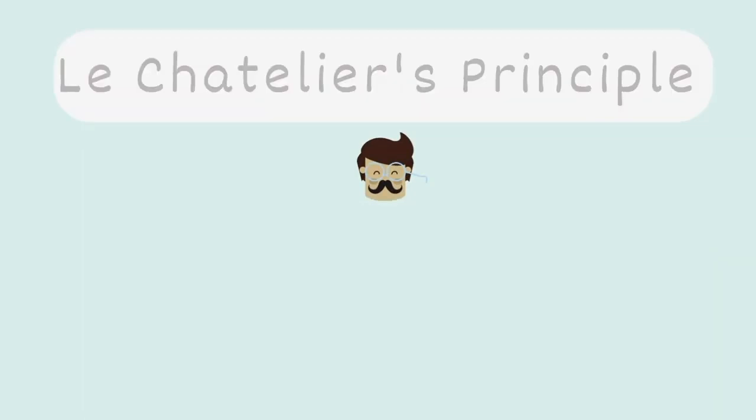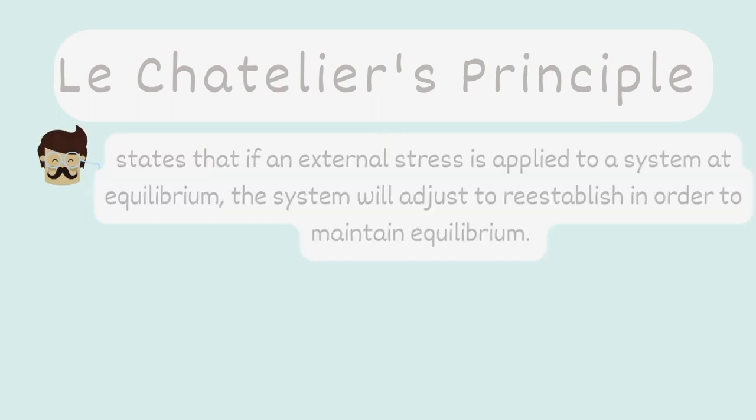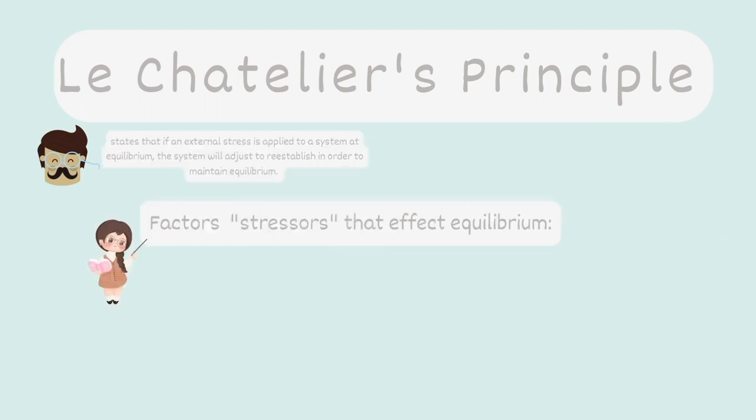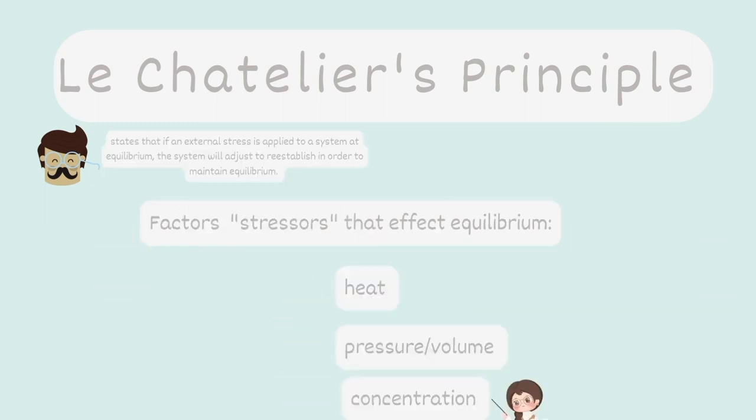Le Chatelier's principle states that if an external stress is applied to a system at equilibrium, the system will adjust to reestablish equilibrium. By the way, system refers to the reactant and product as a whole. Factors or stressors, as we call them, that affect equilibrium are heat, pressure and volume, and concentration.